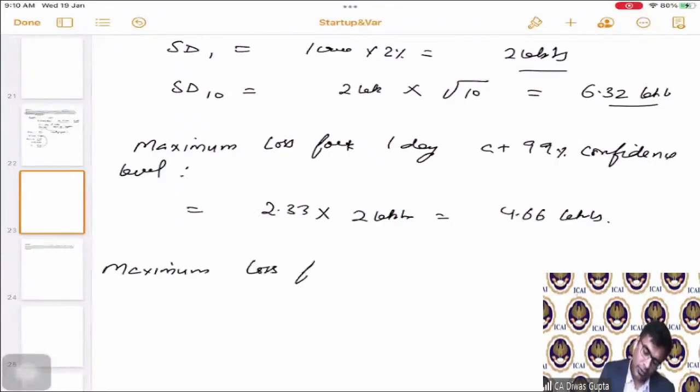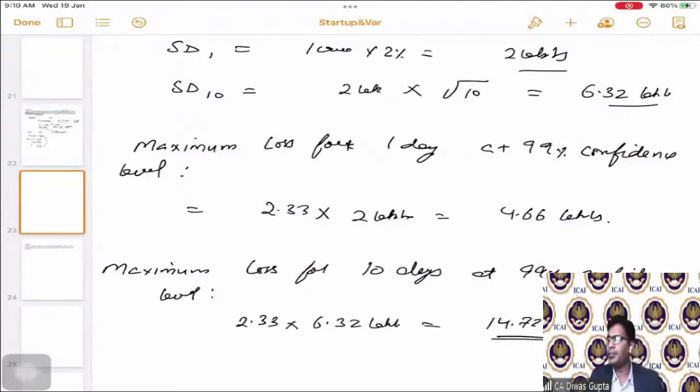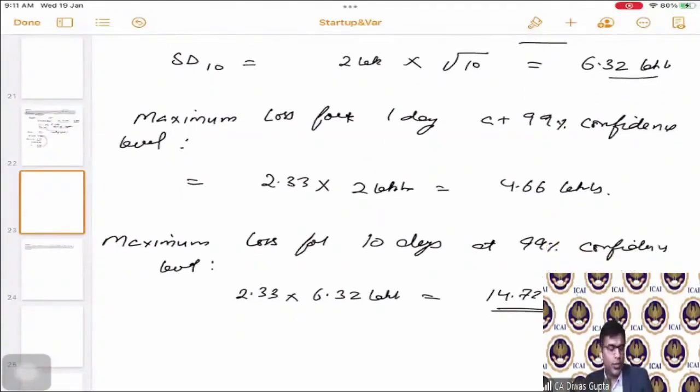Maximum loss for 10 days at 99% confidence level. 2.33 into 6.32 lakhs, which is equal to 14.72 lakhs. Simple. Okay. So the solution is very simple.